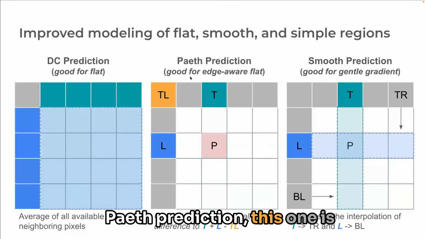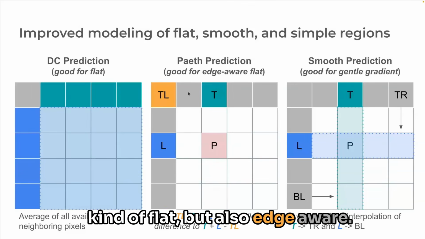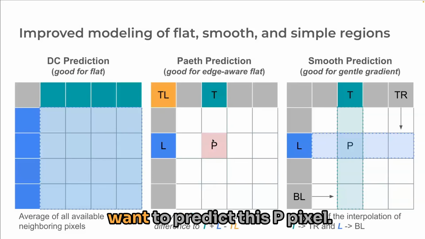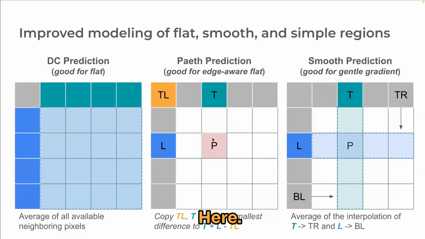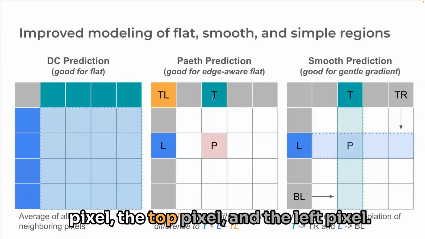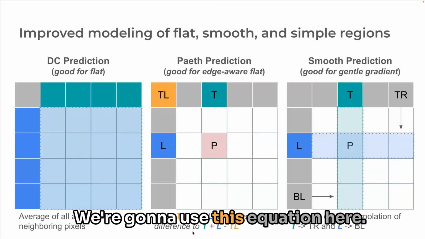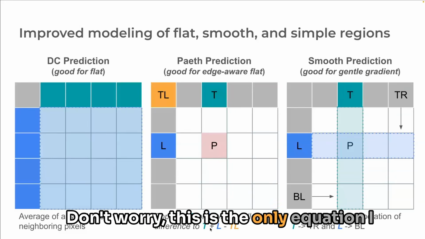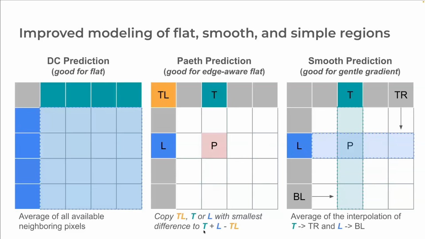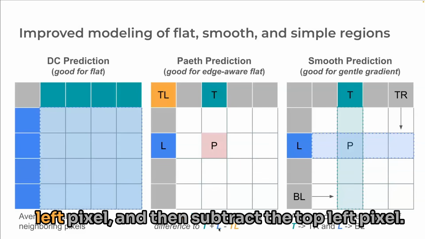Paeth Prediction, this one is kind of flat but also edge aware. You're going to look at the top left pixel. Let's say in this case we want to predict this P pixel here. We're going to look at the top left pixel, the top pixel, and the left pixel. We're going to use this equation here. Don't worry, this is the only equation I have in these slides, so don't be scared. So we're going to take the top pixel, add the left pixel, and then subtract the top left pixel.